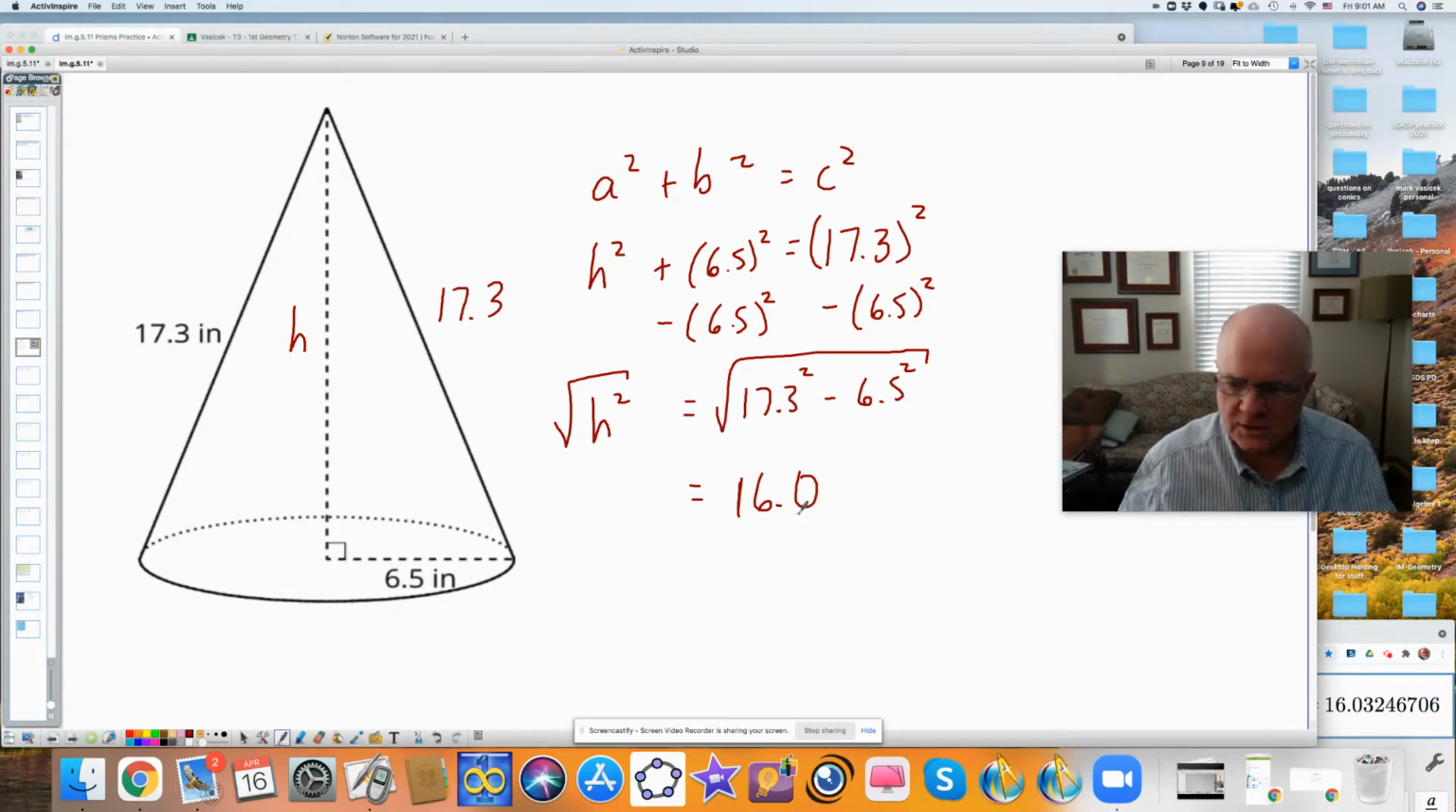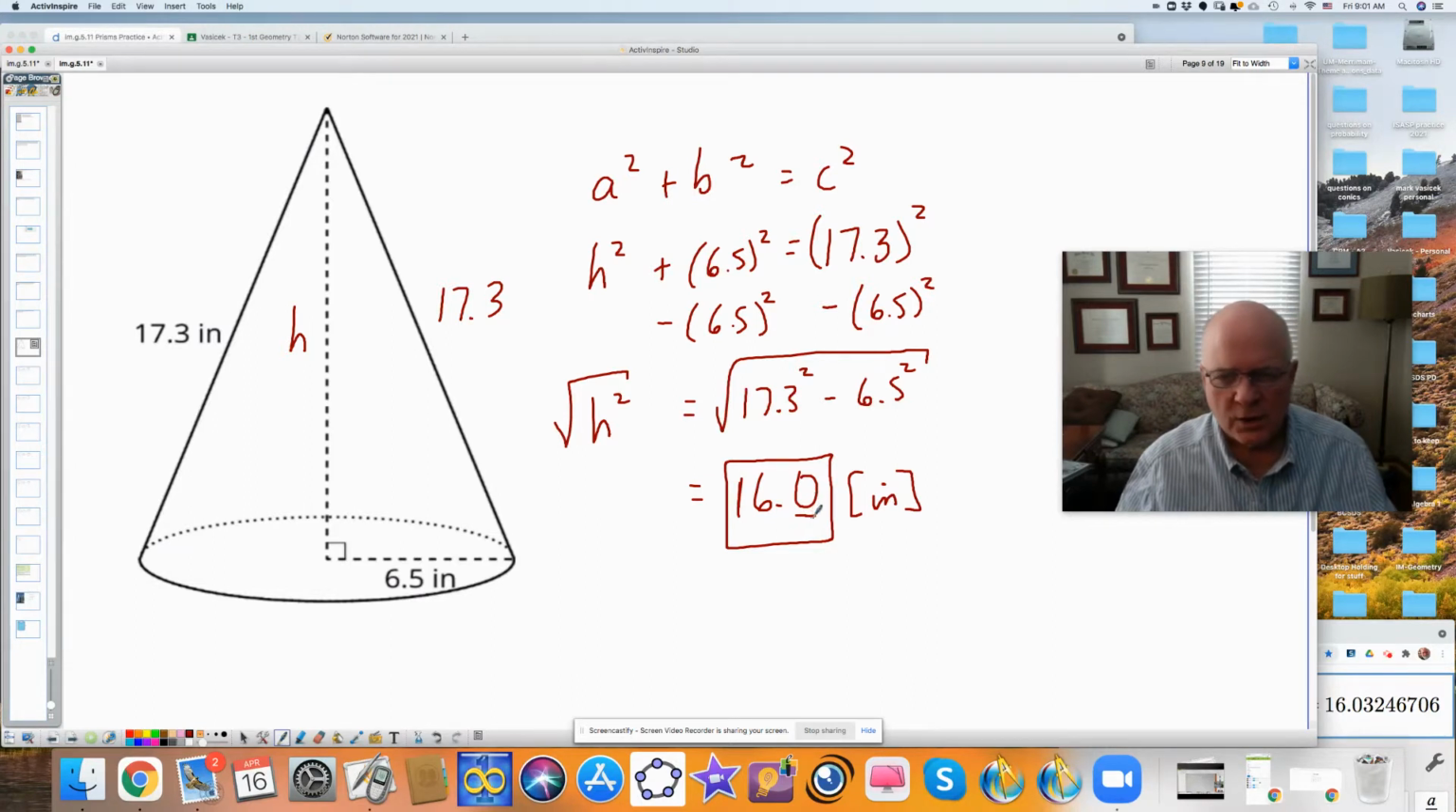And notice that it's actually 16.032, but when I round it to the nearest tenth, this is my answer, and that will be in inches. Okay, this is rounded. I know it's numerically equivalent to 16, but when you want it to the tenth of a decimal, the zero here is a significant digit. It counts, so make sure you include that.